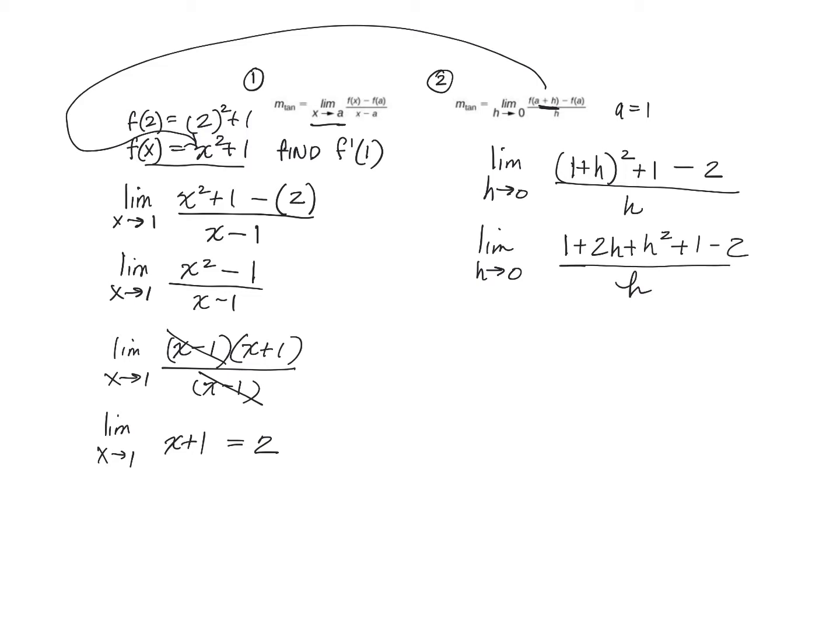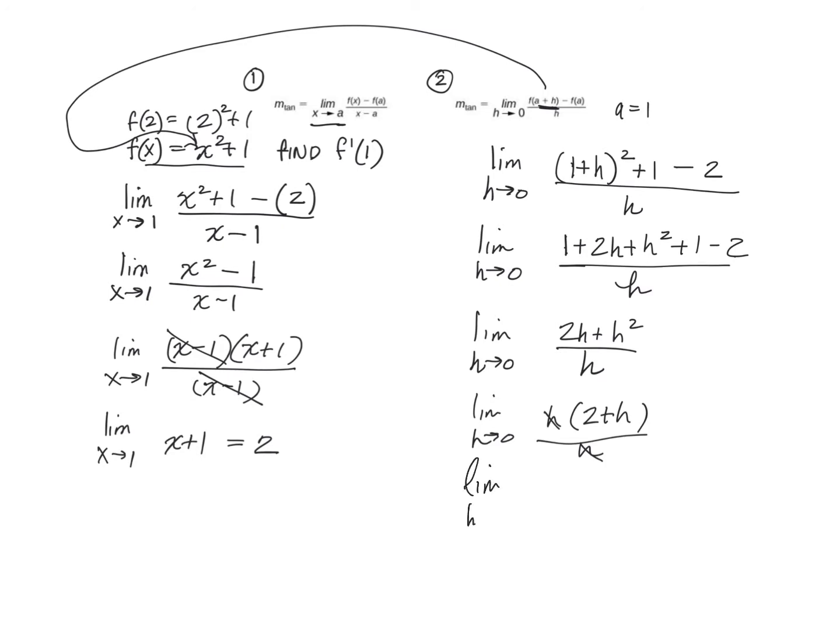Again, keep simplifying. I'm adding all the constants: 1 plus 1 minus 2 is going to give me 0. And so all that remains is 2h plus h squared all over h. Then I can factor an h out in the top, so I get h times 2 plus h all over h, and cancel those. And I get the limit as h approaches 0 of 2 plus h. Now I can use direct substitution. I plug h equals 0 in for h, and I get just 2. So my answer is 2.